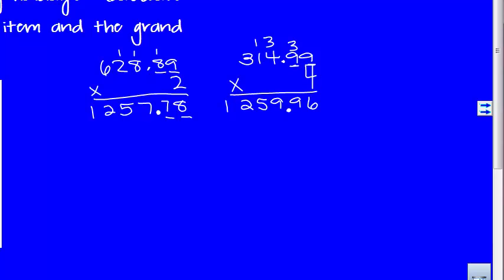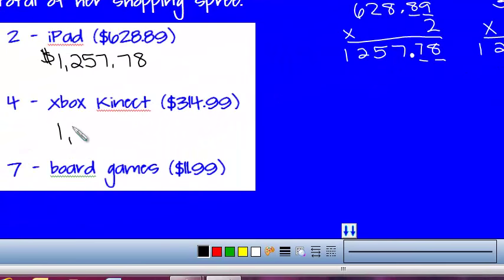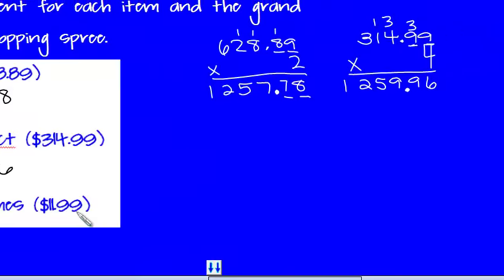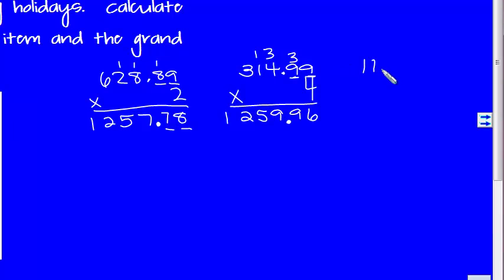So the total for the Xbox Connect, I spent $1,259.96. And again, put your dollar sign. Last one is the board games. I bought 7 of them for $11.99. So I'm going to go $11.99 times 7.